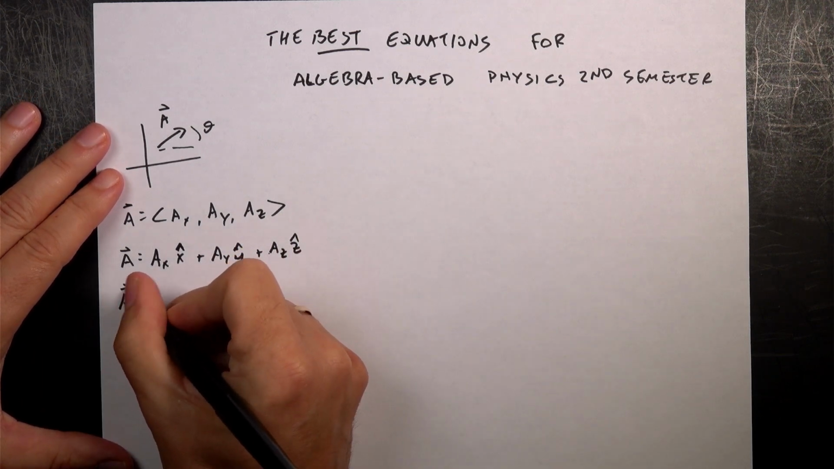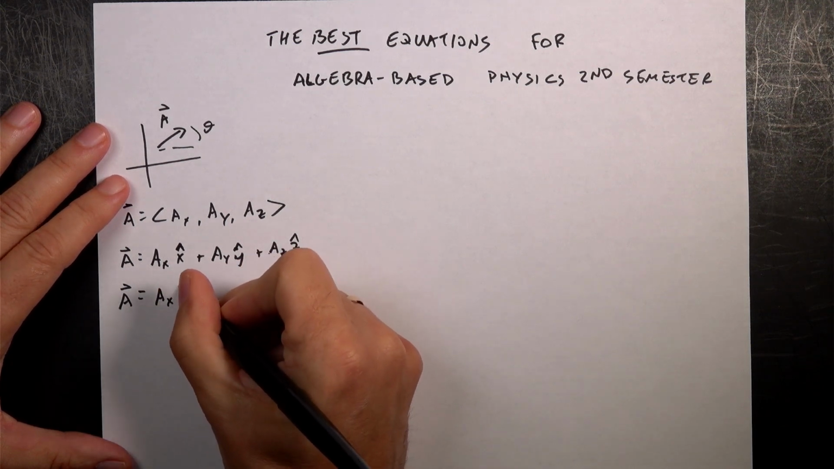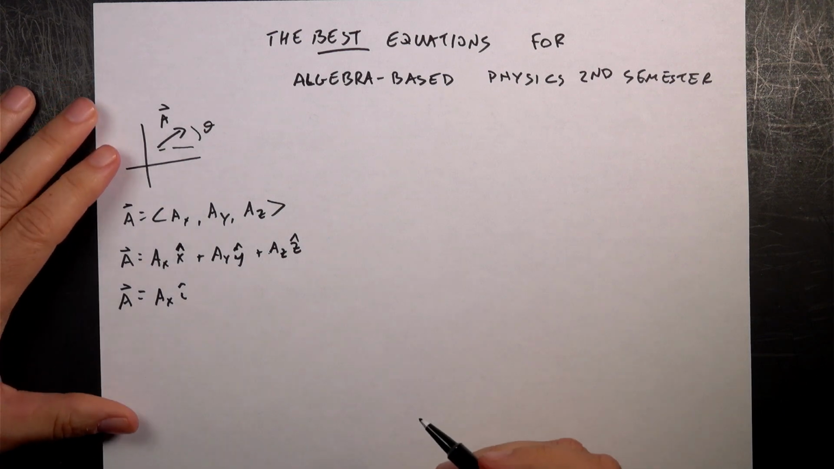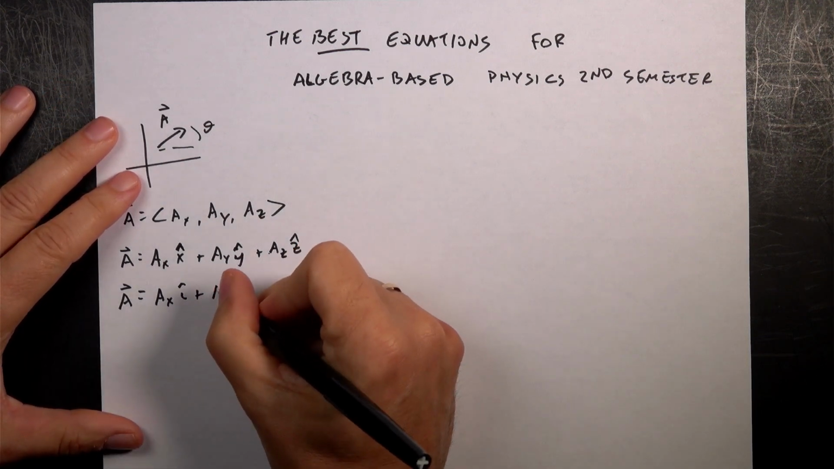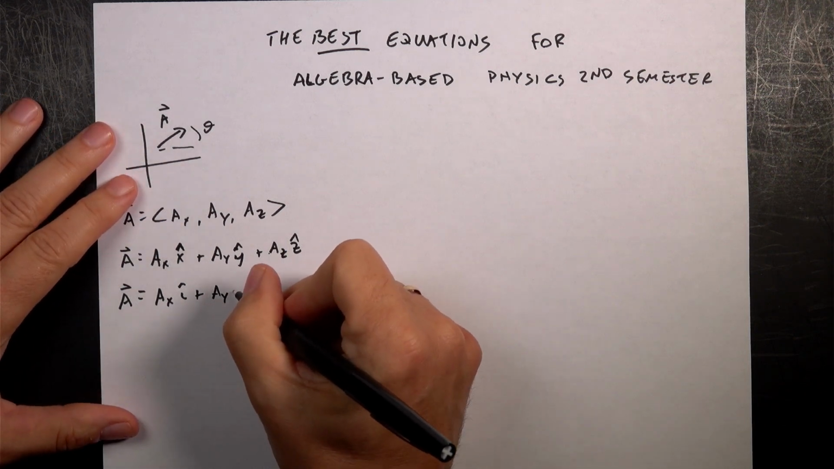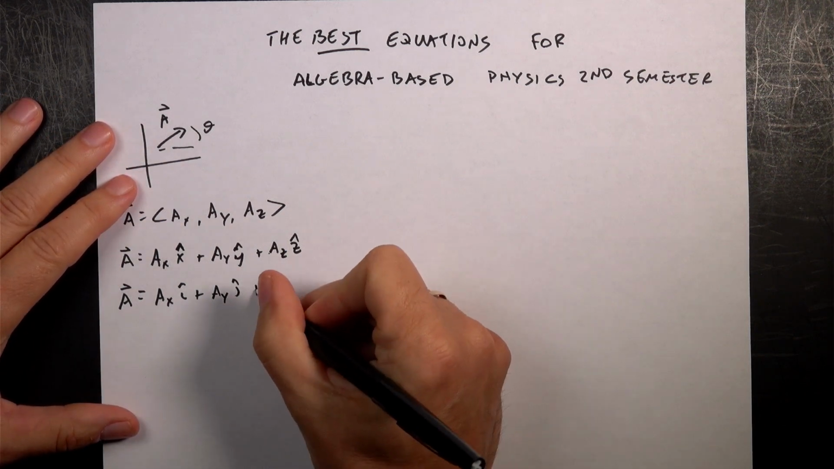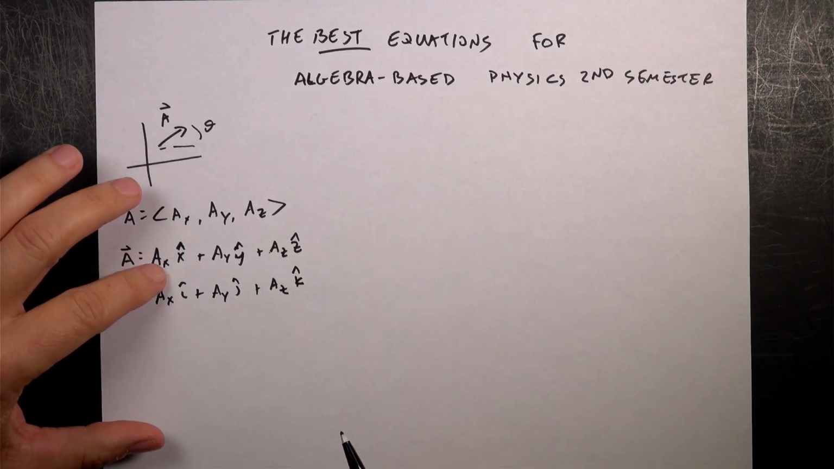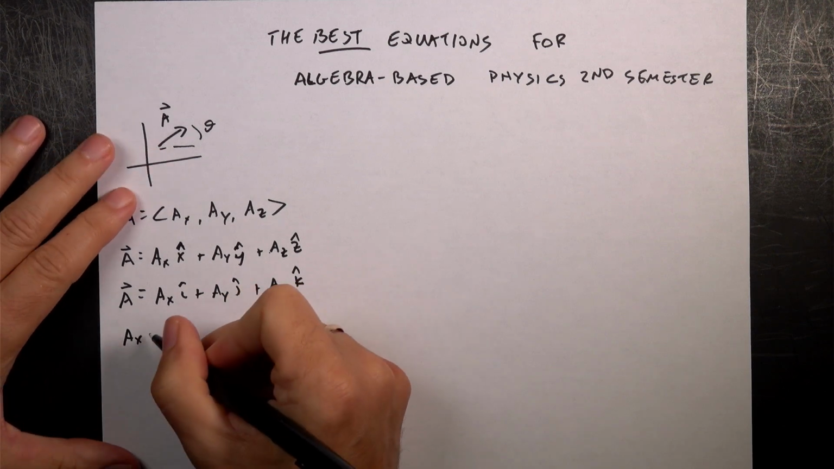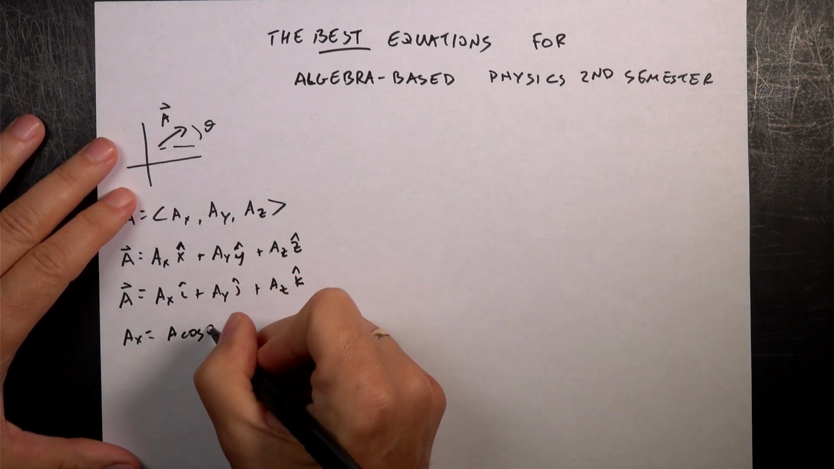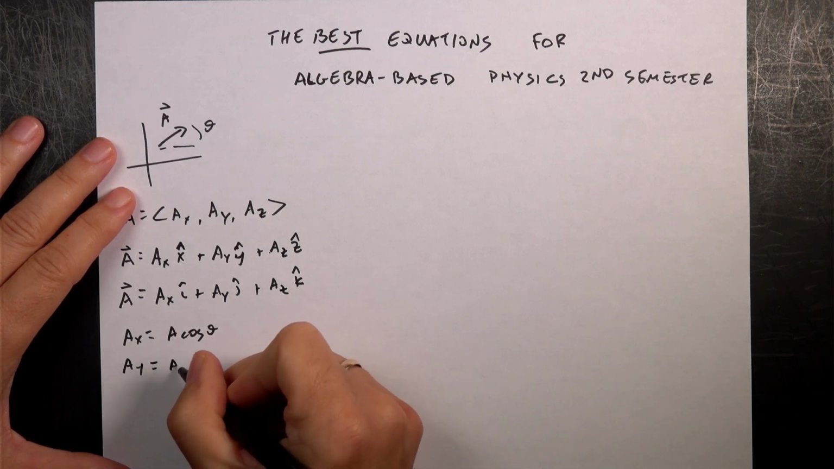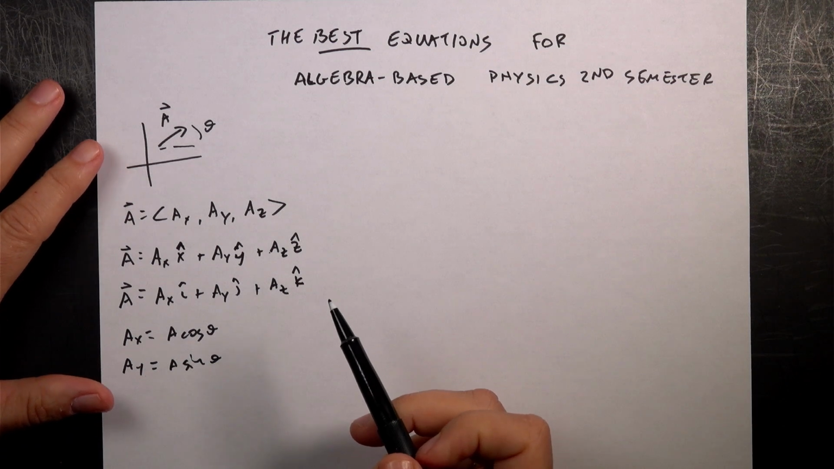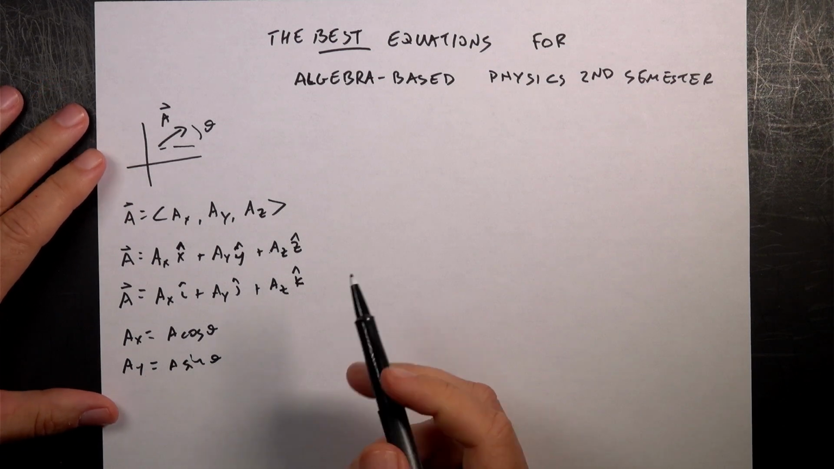Then others do it like this: AX i hat, because they're like, hey, x hat is too obviously what it is, let's change it to i, and that's kind of cool. And I get that, but I do it this way: AY j hat plus AZ k hat. And then, of course, you can find AX if the angle is measured from the x-axis: A cosine theta. AY is A sine theta. The Z you cannot find without another angle in spherical coordinates. Not going to do that.